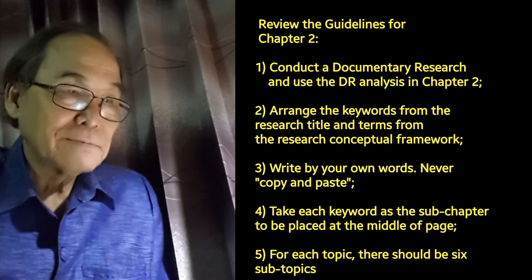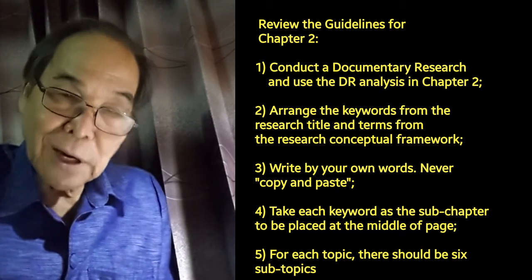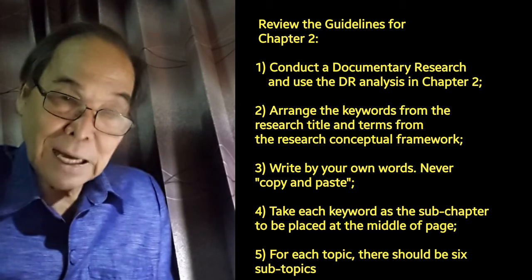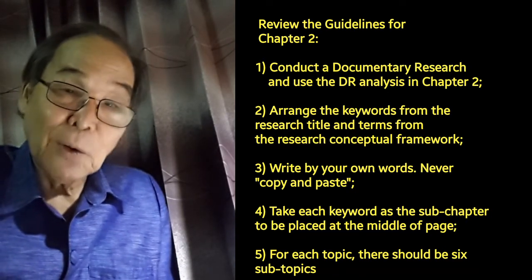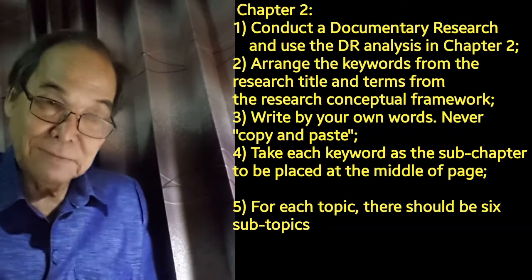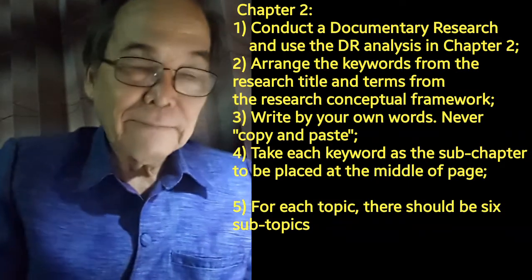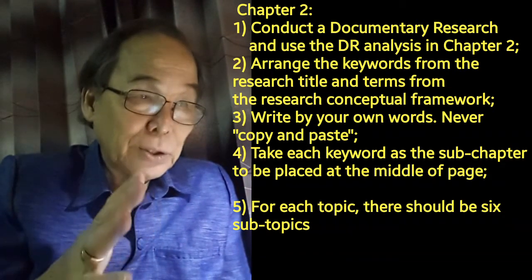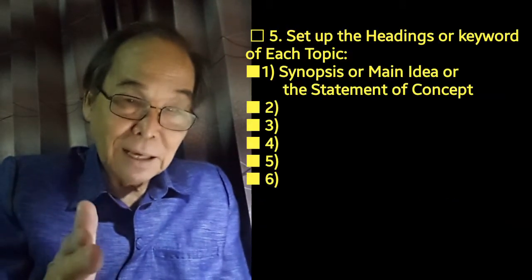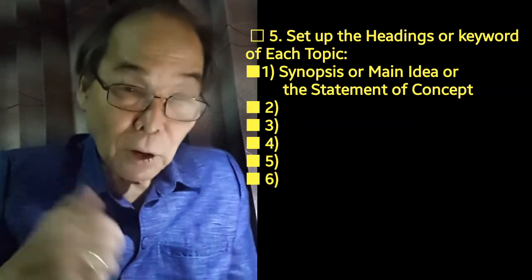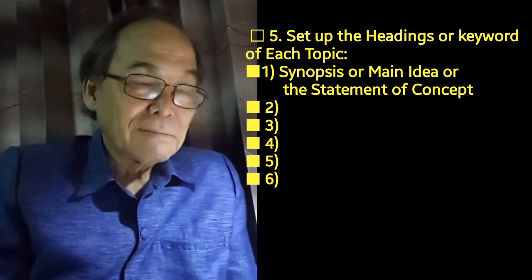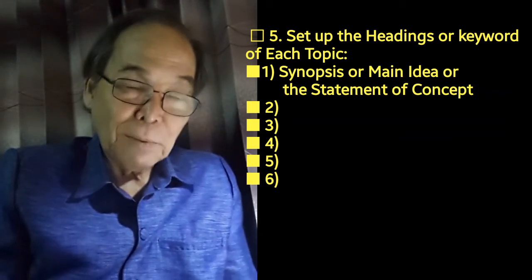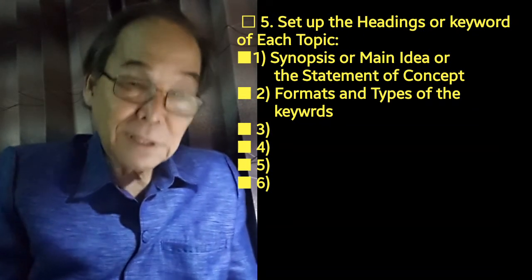Guideline number 4. For each of the keywords, we take it as the subchapter. So that keywords need to be in the middle of the page. Guideline number 5. For each of the subtopics, they should contain 6 elements, 6 components. First, there need to be main idea, concepts, or you may call it synopsis. Okay.